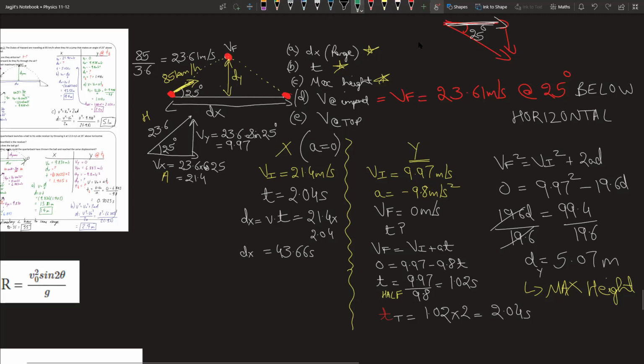I'll tell you what. Yeah, I have a question. Go ahead. It's for part E. Yeah, that's the tricky part that we're going to talk about now. Velocity at the top, at the highest point. That means I'm talking about this point right here. What's the velocity at the highest point?